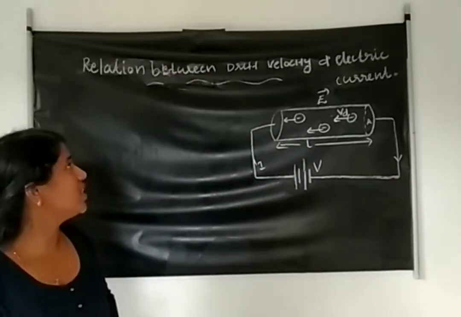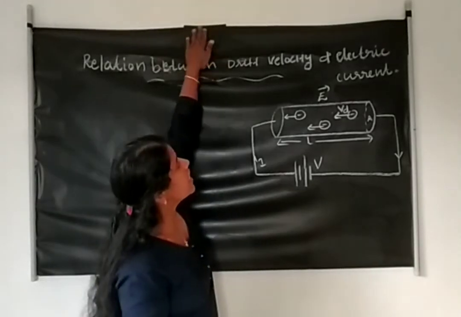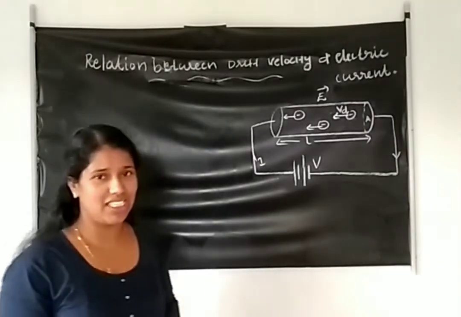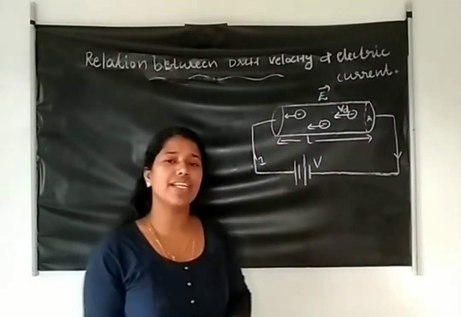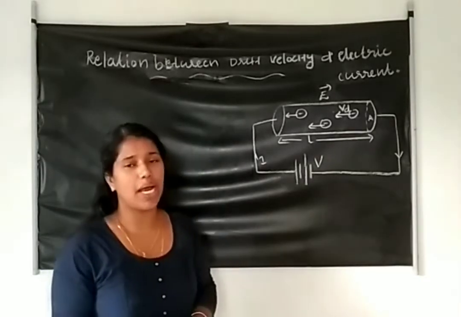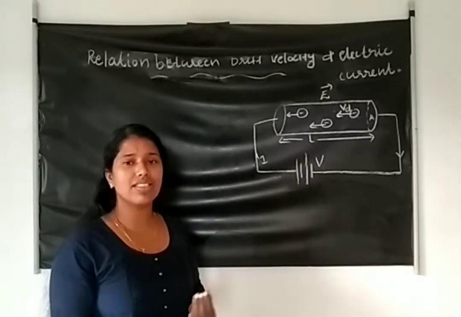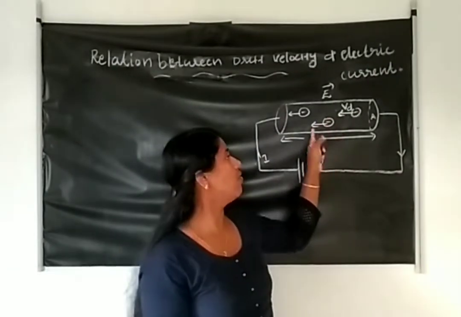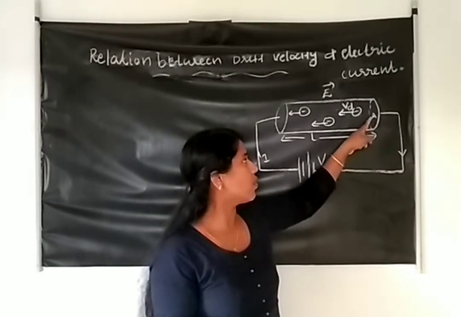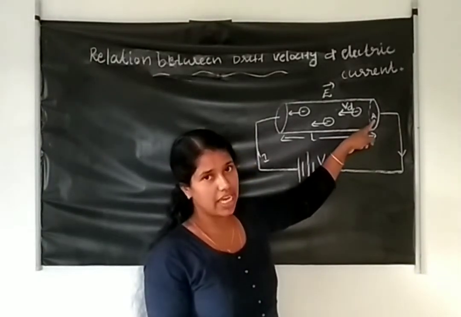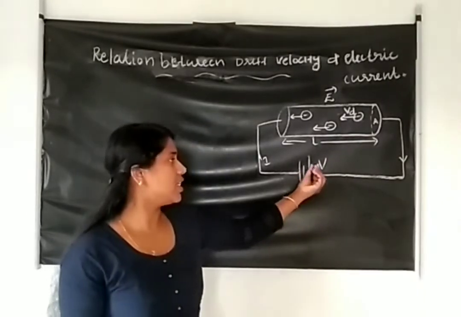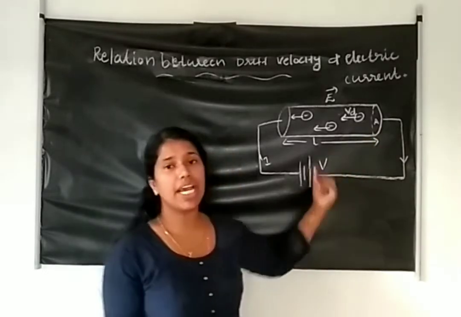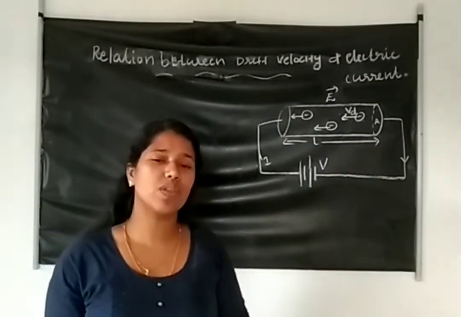Next is the relation between drift velocity and electric current. We know that current is equal to charge divided by time. We have to calculate the charge and the time. Consider a conductor of length L and area of cross section A, with a potential difference V applied across its ends.